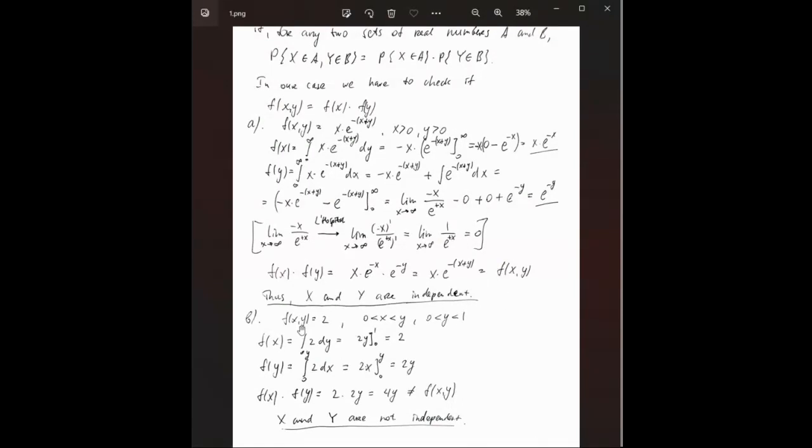For the second function, f of x and y equal to 2. Again, I calculate f of x, which is equal to 2, and f of y equals 2y. By multiplying these two results, I get 4y, which is not the original function, which equals 2. That means that x and y are not independent.